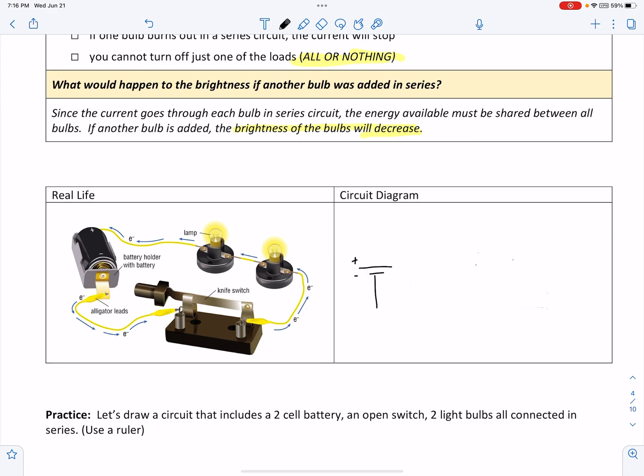From that, I'm going to connect it to a closed switch. This closed switch is going to pass through our first light bulb and our second light bulb, returning back to the positive terminal. And the electrons flow in this direction, from the negative to the positive.